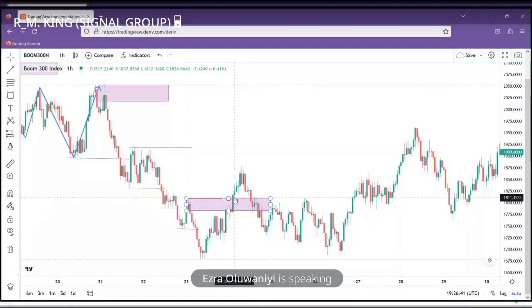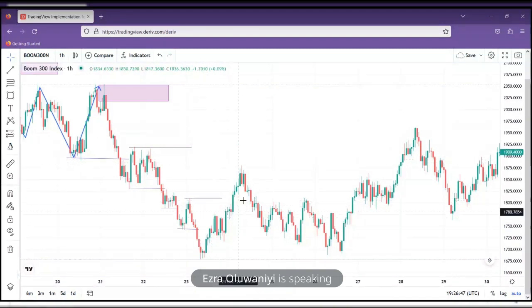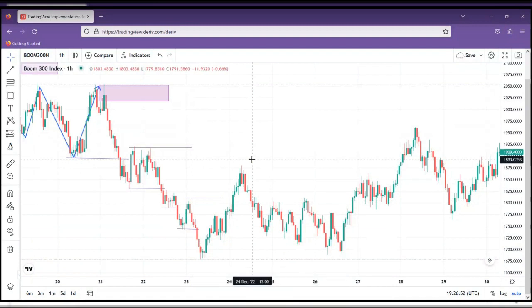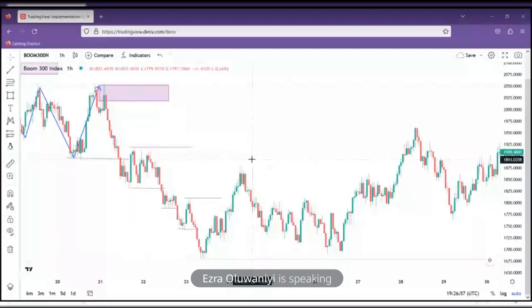As price broke above, what does this mean? Please type in the group, what does this mean? Price has broken above here. What does it mean? I'm waiting. Okay, George, what does it mean?